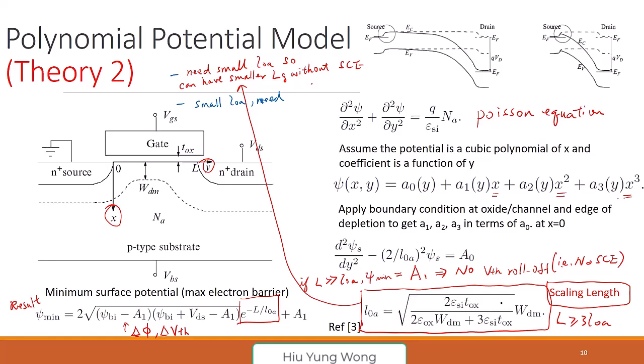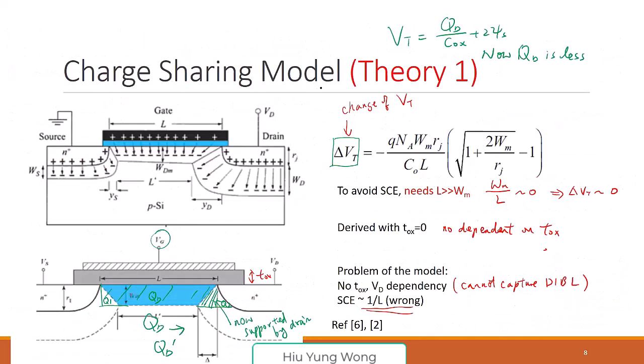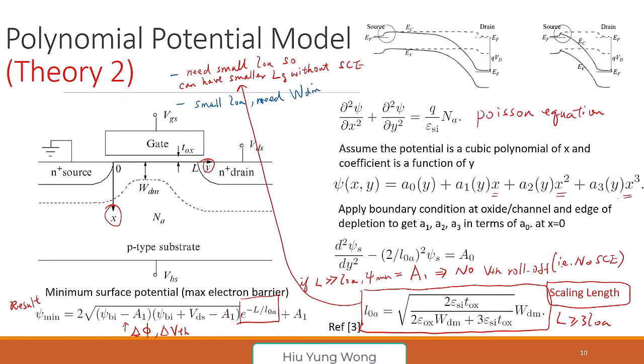Well, to make it small, I want WDM to be small. It means I want to have a very small depletion width. Wow, this is consistent with what we said earlier. We want to have a small depletion width compared to the gate length. What else? What else do we need to have a small LOA? From here, which one can make my LOA small?